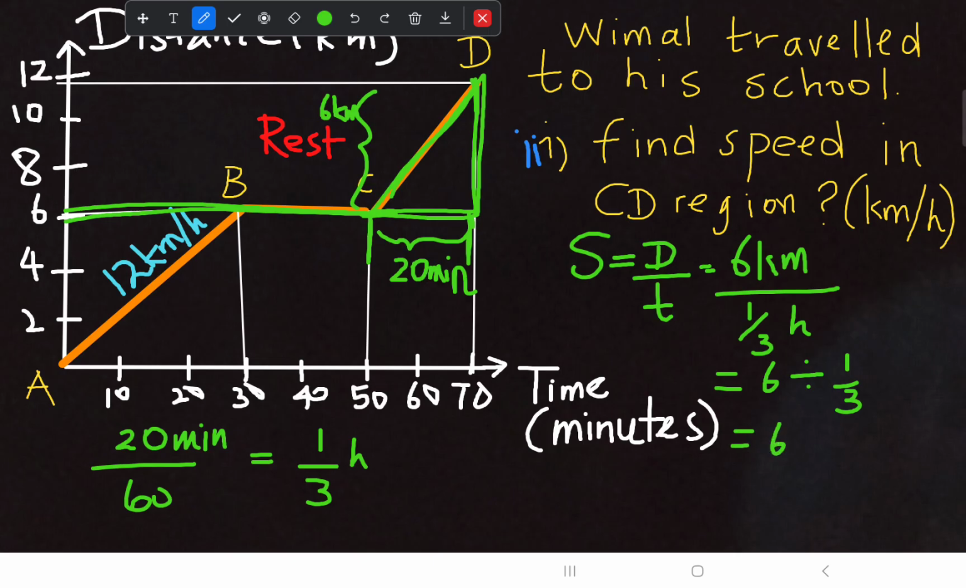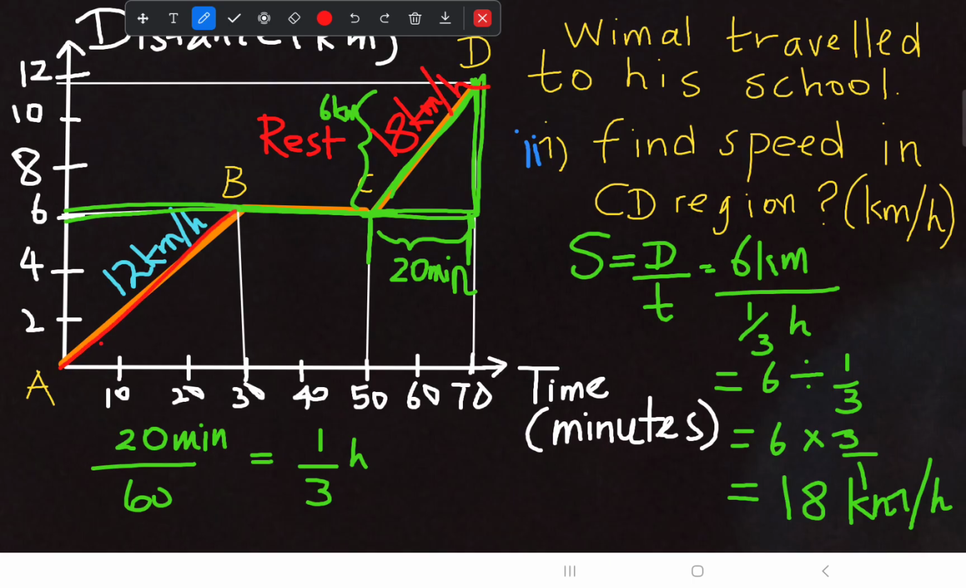Then this division will become multiplication, so we write its reciprocal. So 6 multiplied by 3 upon 1. Finally your answer should be 18 kilometer per hour. 18 kilometer per hour is the speed in the region CD. Here you can see this slope is a little gentle, but this one is a little greater than that one. That's why its speed is a little greater than the previous one.